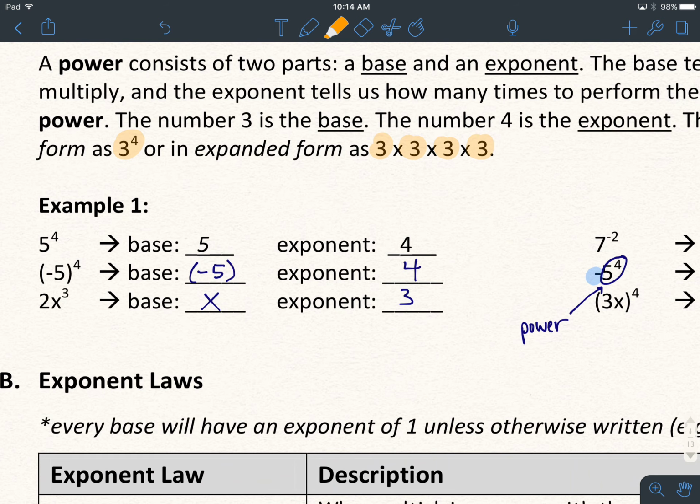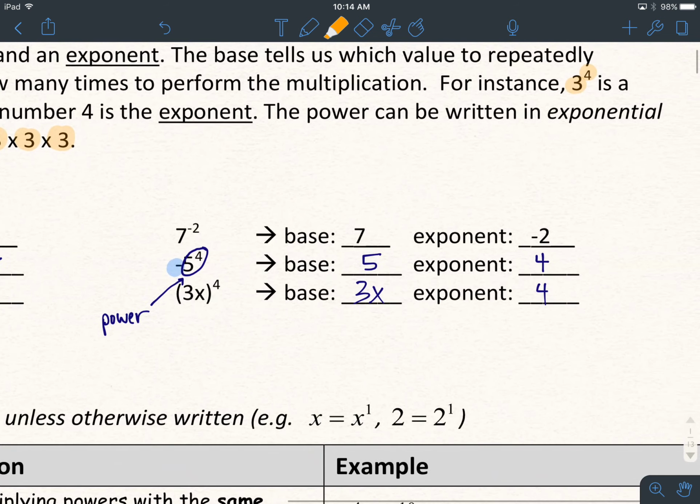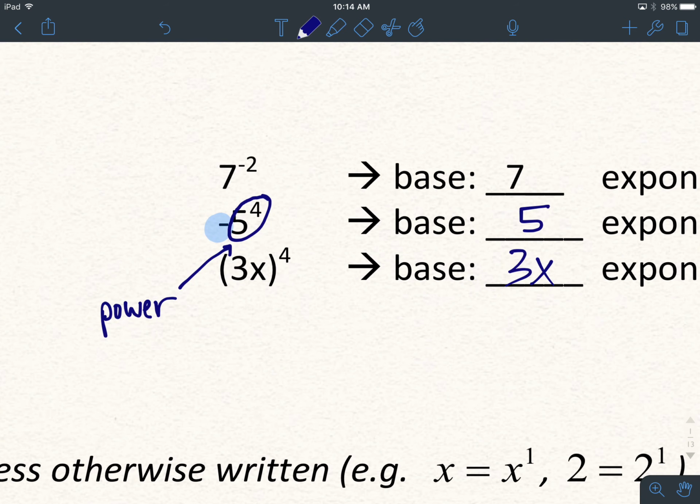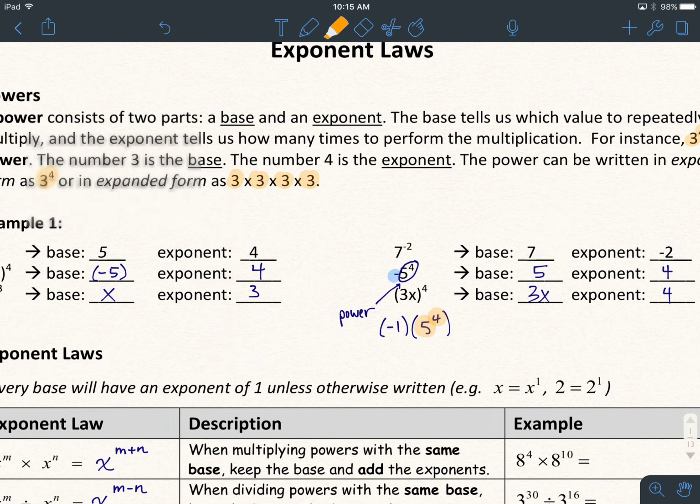negative 5 to the exponent 4. If we scooch over to the other side, what you'll notice is, and I've written on it already, we have another negative 5 to the exponent 4, but this time the negative 5 is not actually in the brackets. So that exponent 4 is only being applied to the 5. In essence, it's like writing negative 1 times 5 to the exponent 4. So if I write it in a slightly different way, it's clearer that 5 is the base and 4 is the exponent, as you can see written here.